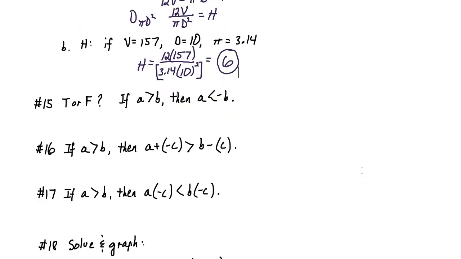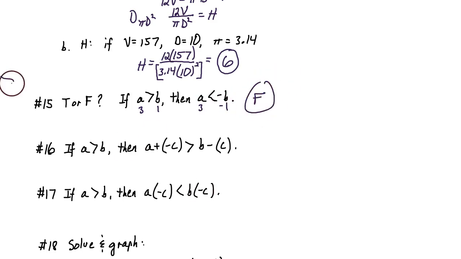Number 15, true or false? If a is greater than b, then a is less than negative b. Let's determine if this is true by considering examples. Let's try some positive numbers and see what happens. Maybe a is 3 and b is 1. Then 3 is greater than 1. Let's put our 3 for a and the 1 for b over here. Is 3 less than negative 1? No, it's not, so this one is false.